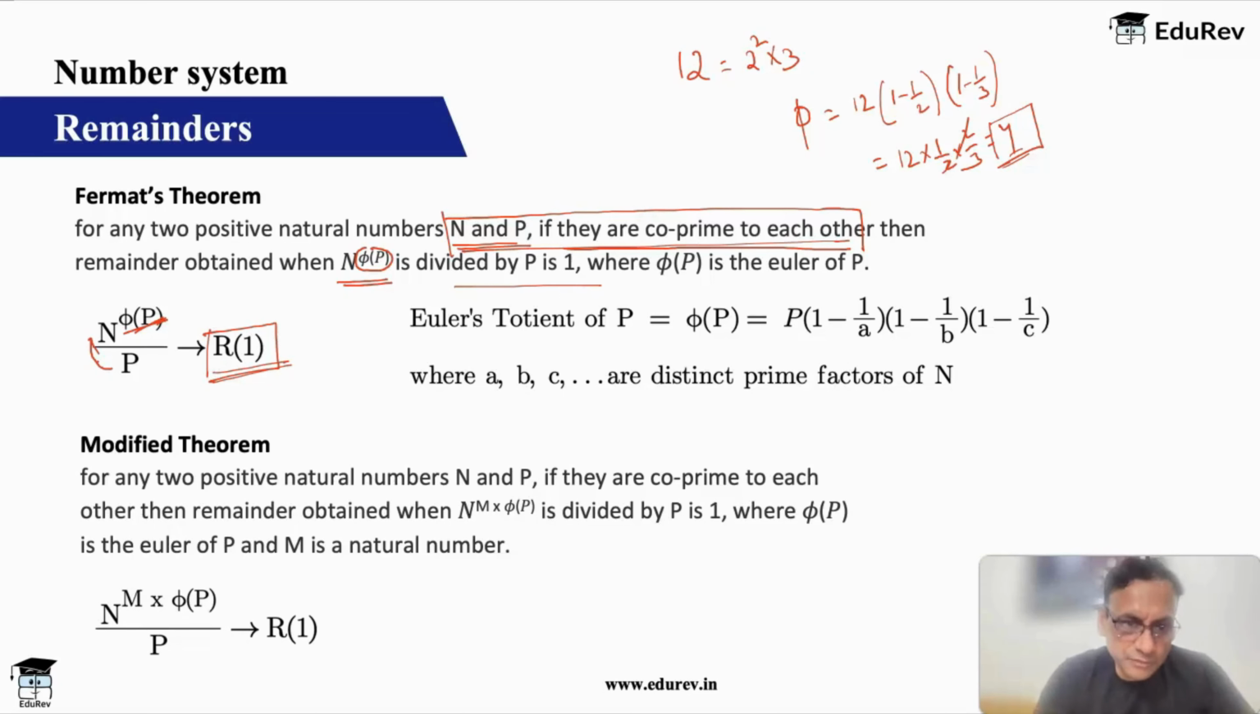There's a modification of this also. The modification says this power can be a multiple of the totient, same as what we had in my remainder theorem also. So it can be a multiple, that's not a problem. As long as the power is a multiple of the Euler's totient of p, the remainder will still be 1. You'll understand this better when we do a couple of questions. This can give you the answer instantly, but only in certain cases.